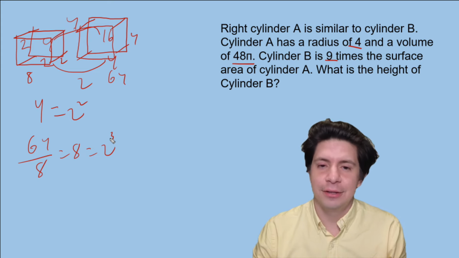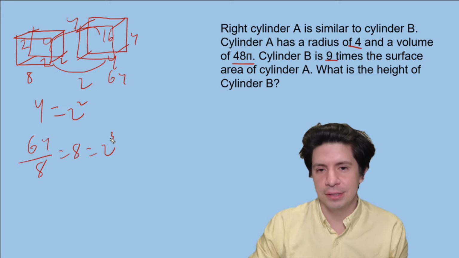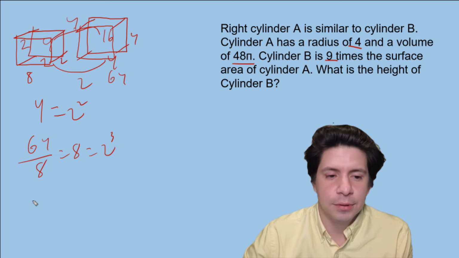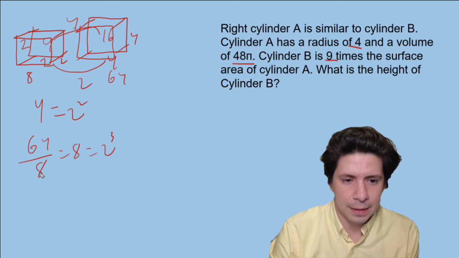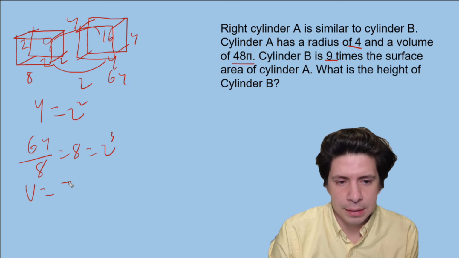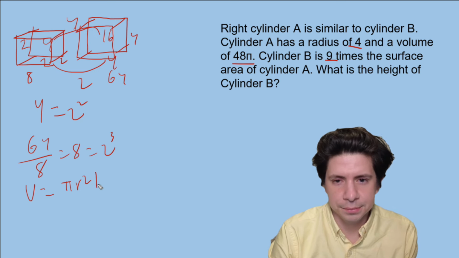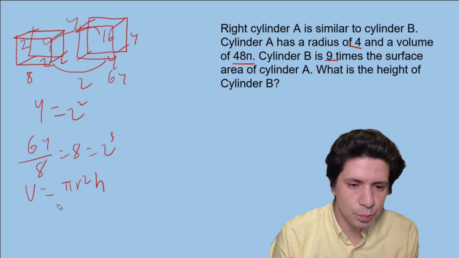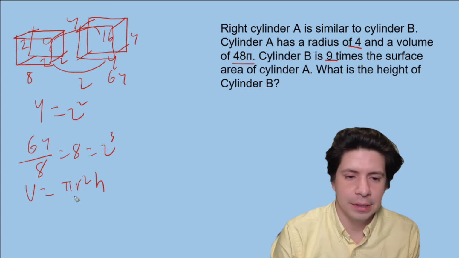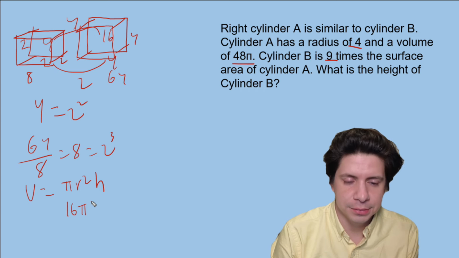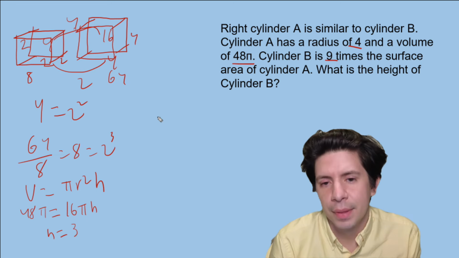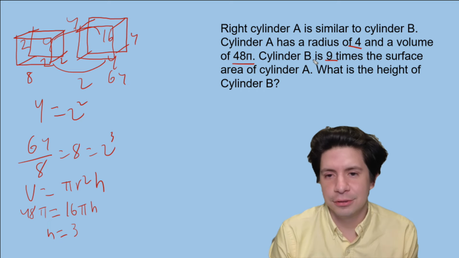Okay, so why am I telling you this? Because I'll make this question easier and I'll make the next question easier. Volume here is 48 pi. What's the volume of a cylinder? V equals pi r squared h, right? So then in this case, we are going to find 4 squared is 16. So we have 16 pi h equals 48 pi. H equals 3.